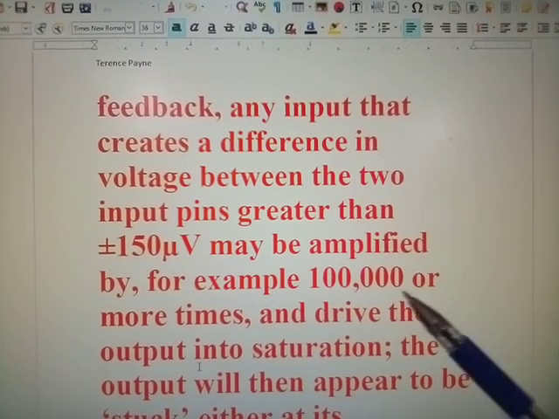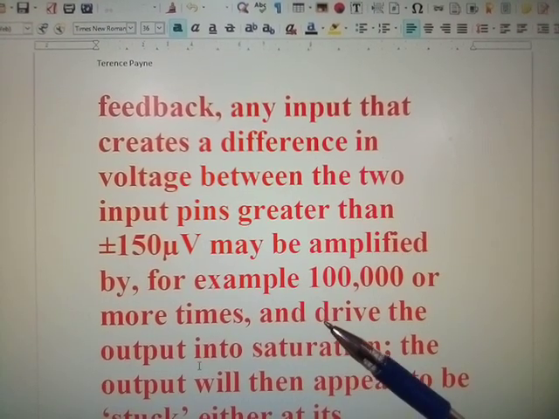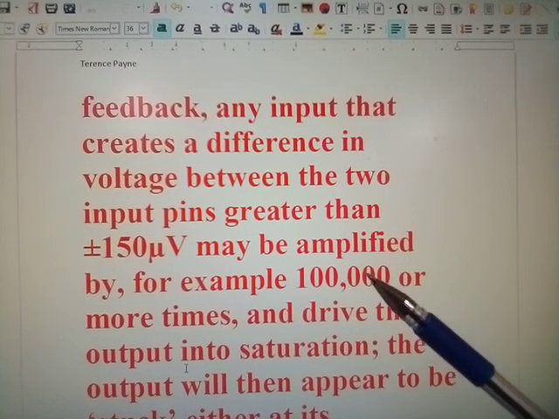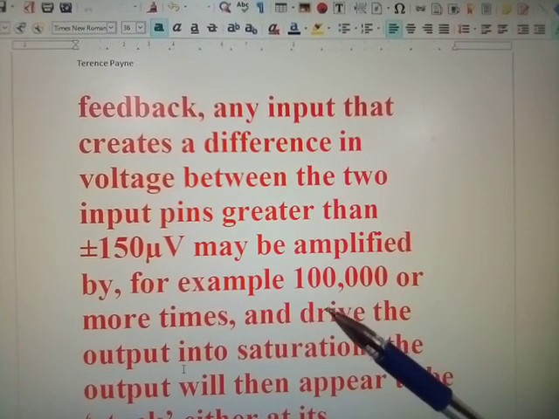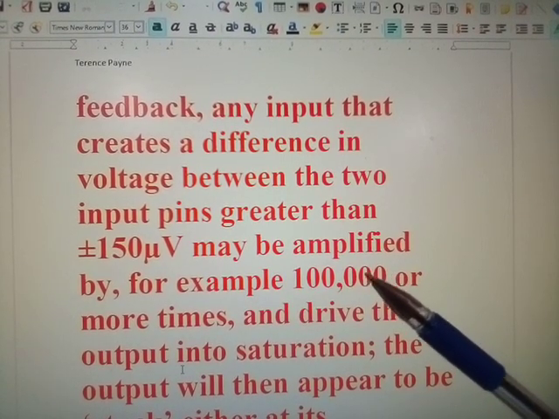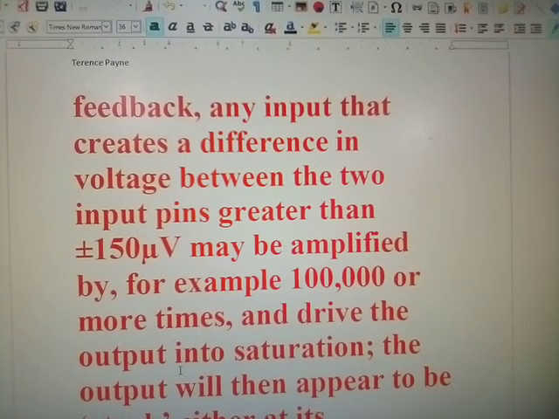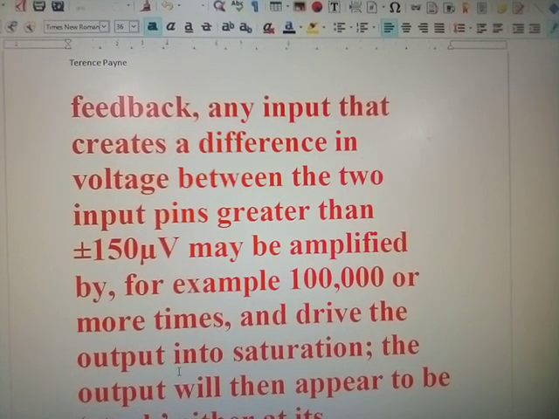Now, when we say drive into saturation, what we mean is that we drive the amplifier to its maximum tolerance. That is not in our best interest. We need to have the op amp at a voltage which it can operate constantly. So we need to ensure that it is not driven into saturation. Saturation is not good for the op amp. Okay.